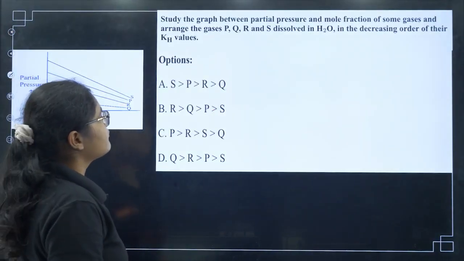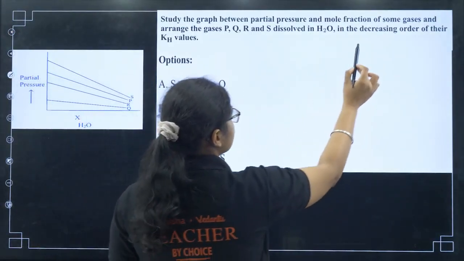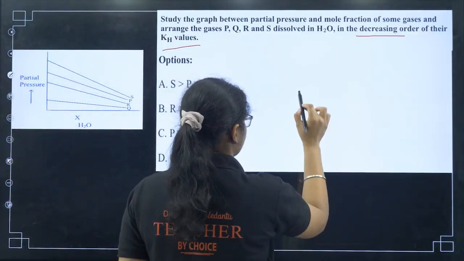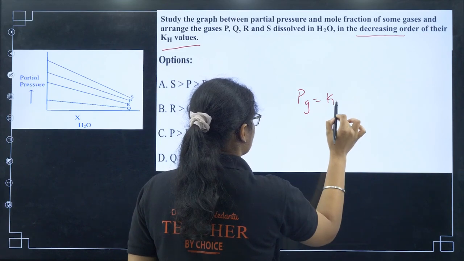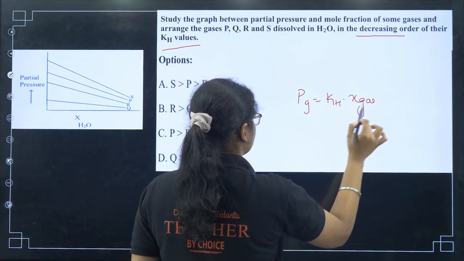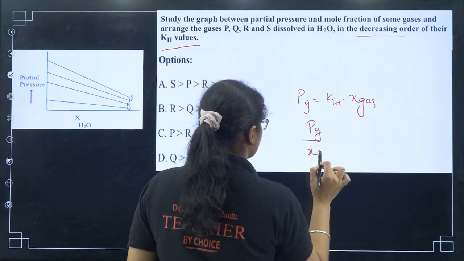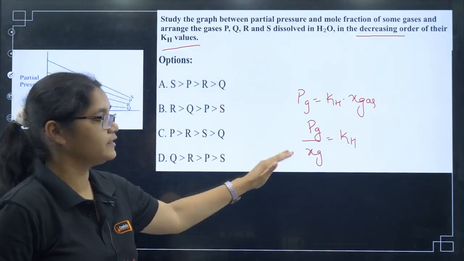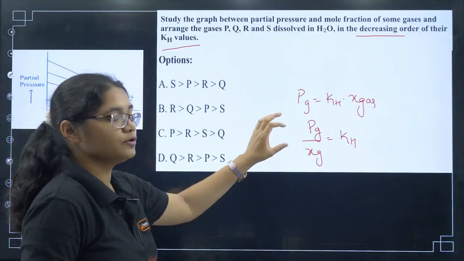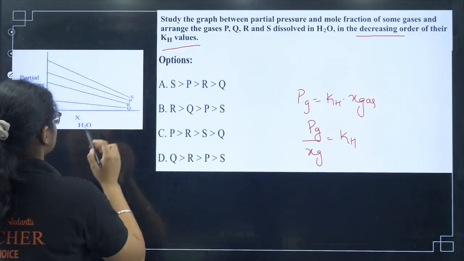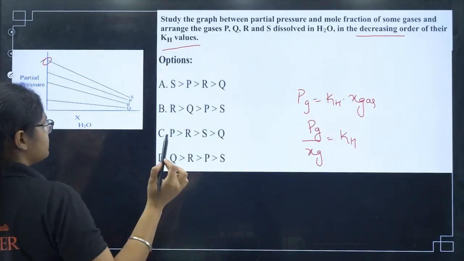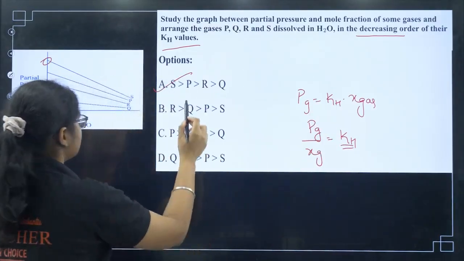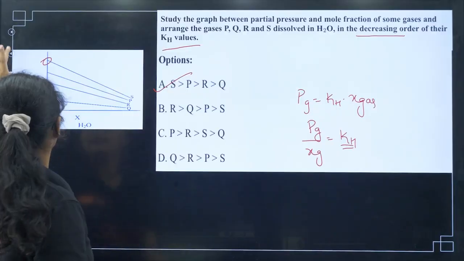Next, study the graph and arrange them in decreasing order of their KH value. So we have the graph of P versus concentration, and I have this formula. Now if I take the ratio of both of them, that is your KH value or Henry's constant. Now this ratio will be called the slope of the graph. You can see that S has the maximum slope, so maximum KH value. So S will have the maximum, then P, then R, and then Q. So option number A here.